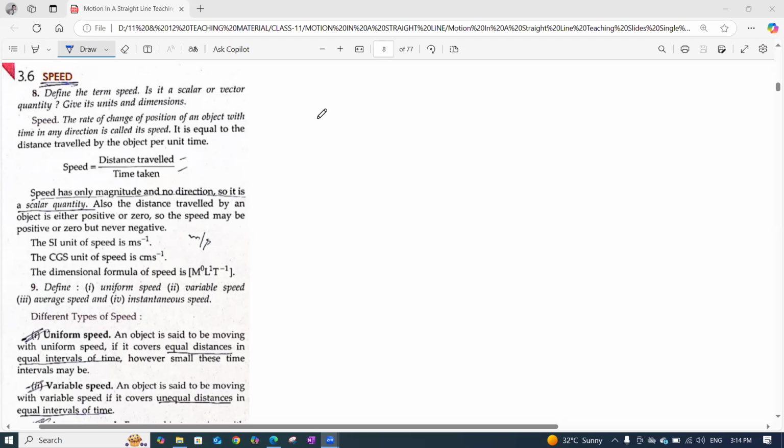We are in lecture 2. In this lecture, we are going to discuss a few concepts in the chapter Motion in a Straight Line. So the first concept we are going to see is speed. What is meant by speed?